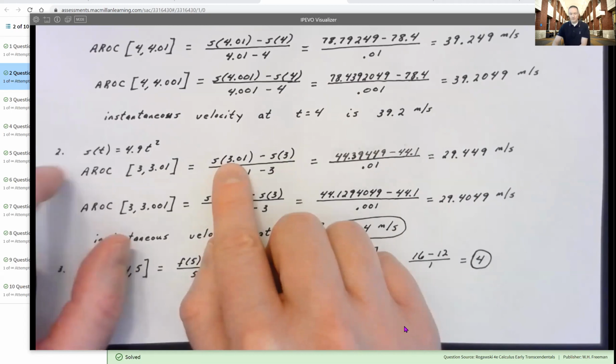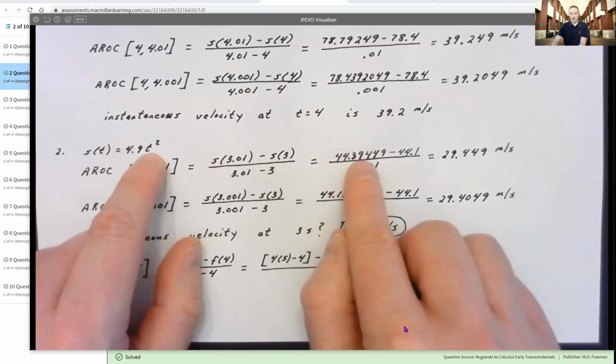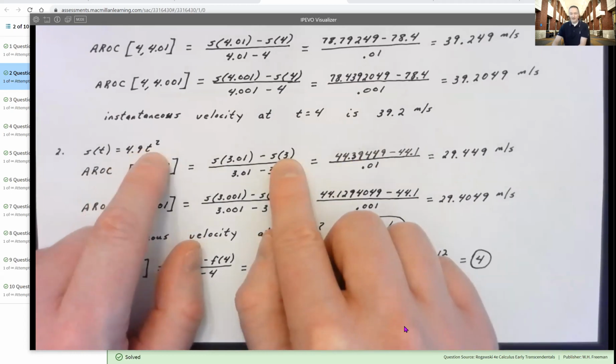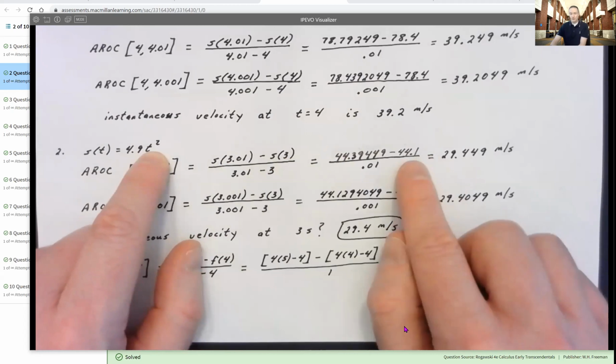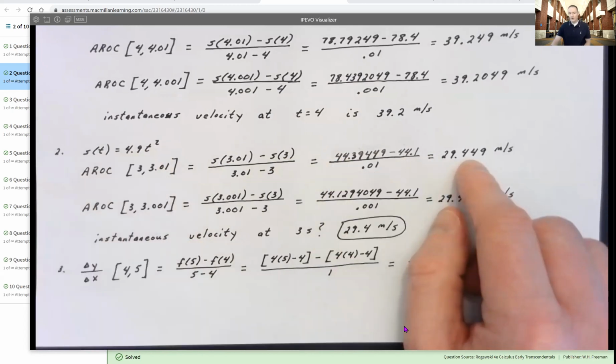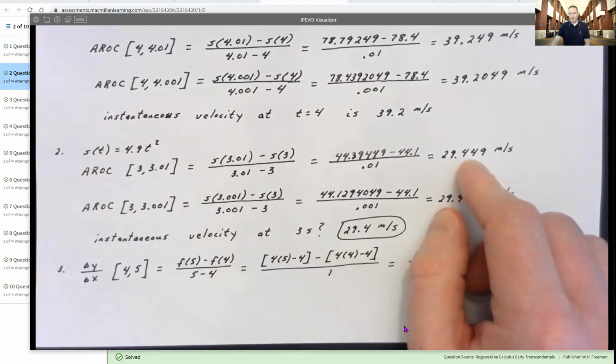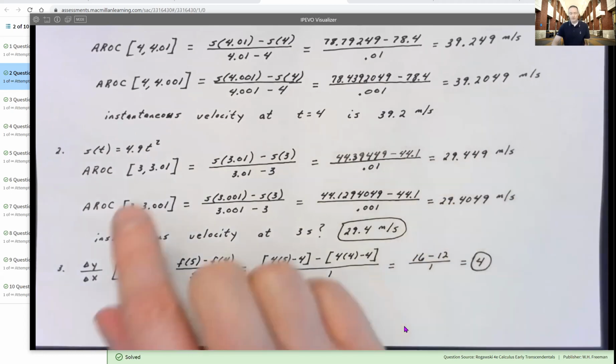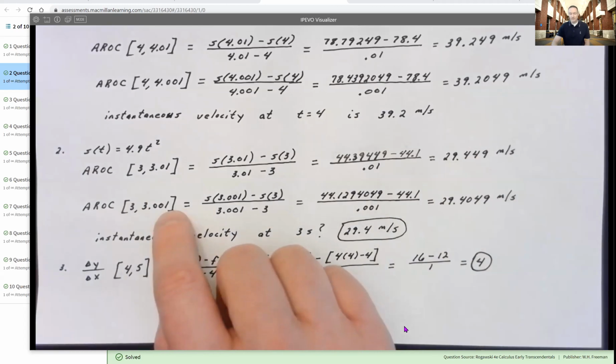When I plugged 3.01 into this formula, I got this number, 44.39449. When I plugged 3 in, I had 4.9 times 9, which gave me 44.1. Subtract out the numerator, divided by 0.01, getting 29.449 meters per second. Now, I know that answer may not be very accurate, so I go another decimal place and see if I can see a pattern.